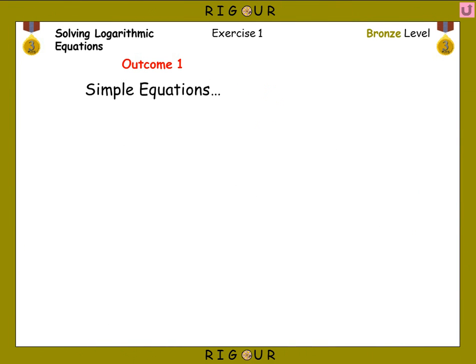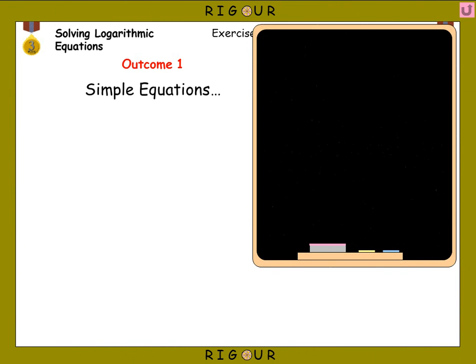So we're going to start off with what I like to call simple equations. We're going to have to solve something like log to the base 2 of x equals 5. The purpose of solving any equation, be it linear, quadratic, trigonometric or logarithm, the whole point of solving an equation is to find out the value of x.